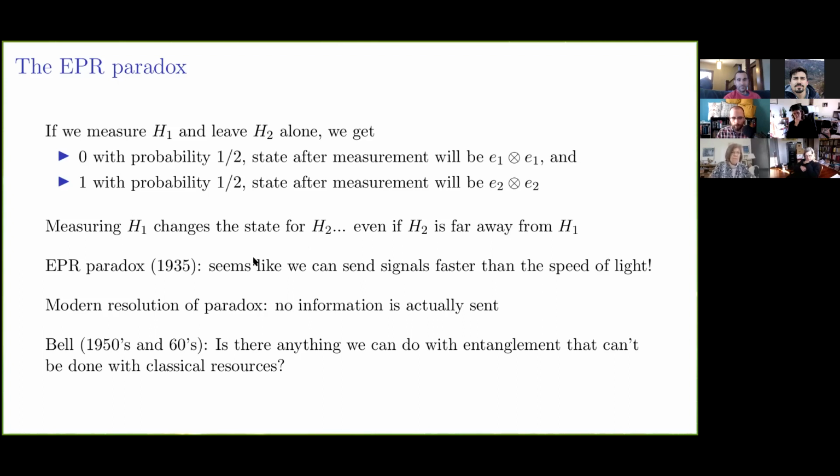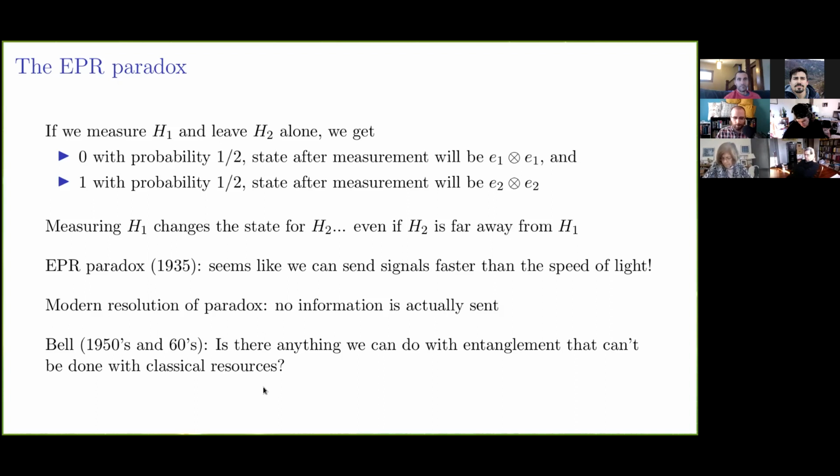So nonetheless, this turned out to be a very productive line of thought. It was intended in a way as an attack on quantum mechanics, and it turned out to be the key to understanding some of the features of quantum mechanics and one of the underpinnings of quantum information and quantum computation now. And really, that's because it was picked up by Bell in the 1950s and 1960s, and he said basically, okay, we don't think we can send signals faster than the speed of light, but is there anything we can do with entanglement that we can't do with classical resources? This is a very modern way of understanding what Bell was asking.